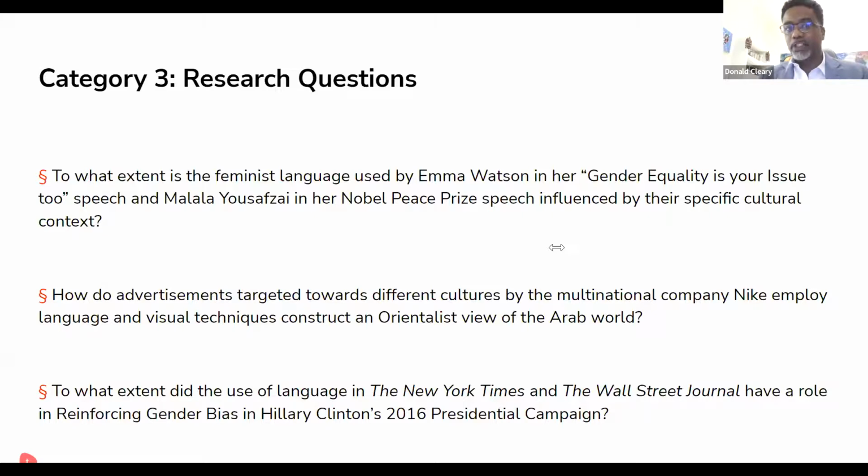Again, it becomes a much more condensed process because the HL essay is 1,500 words. So you realize it's a much shorter process. But I think the research question can be quite similar.